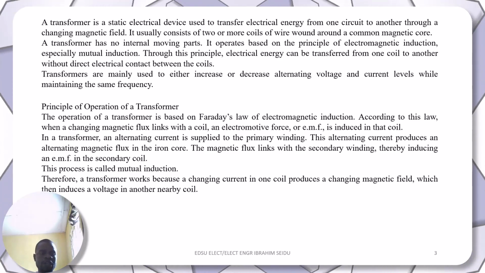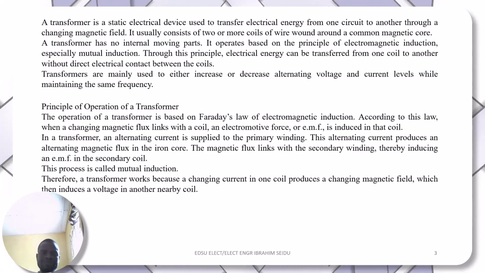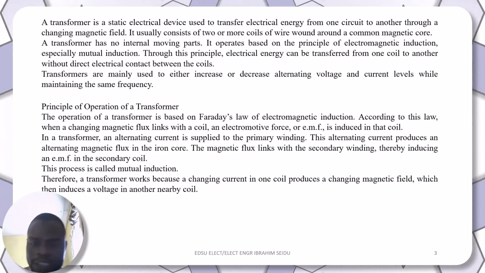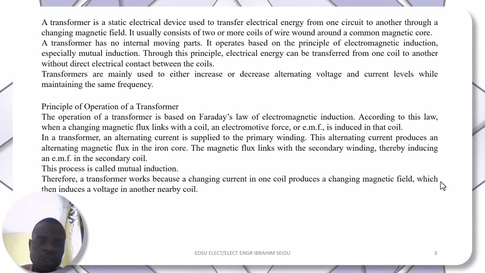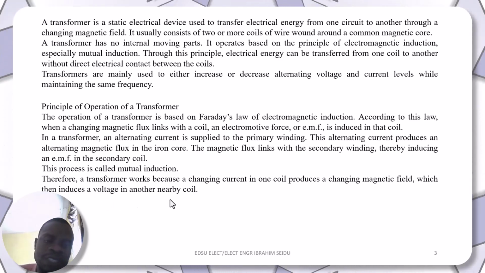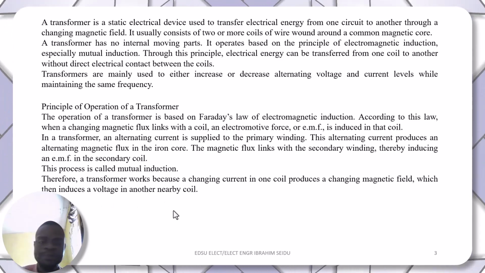Therefore, a transformer works because a changing current in one coil produces a changing magnetic field, which then induces a voltage in another nearby coil.